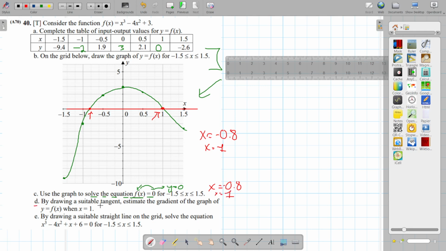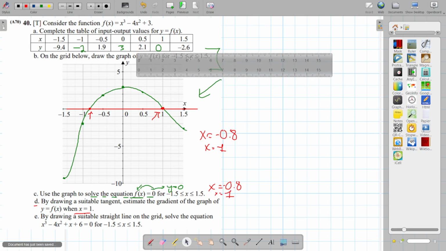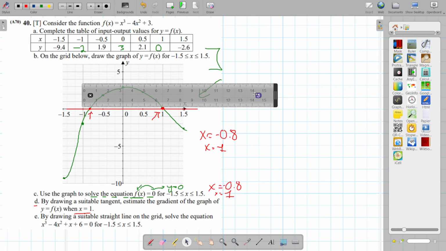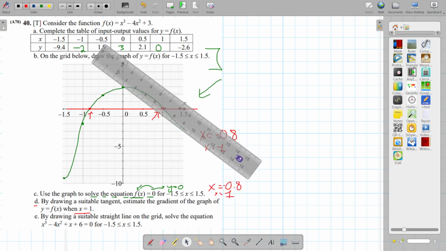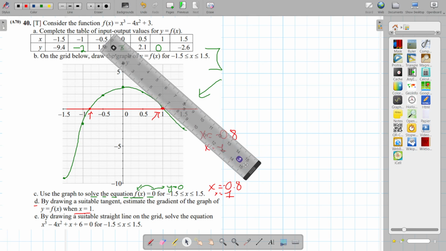Part D, by drawing a suitable tangent, estimate the gradient of the graph when x equals 1. So I will show you, you have to draw the tangent when x equals 1. When x equals 1 is over here. So let's draw the tangent like we did last time. Let me get it correct.